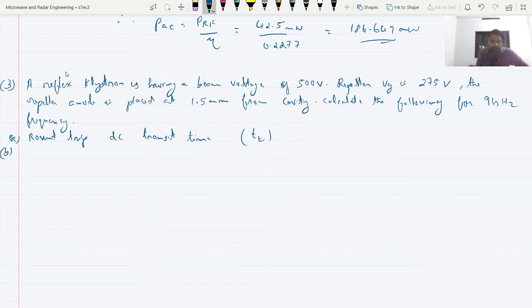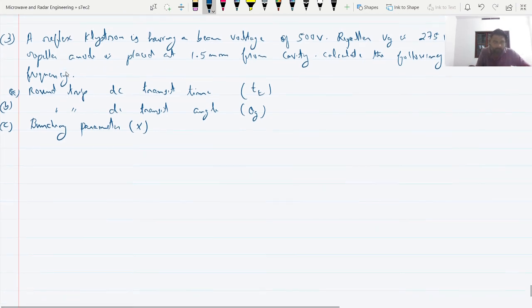B, round trip DC transit angle, that is theta G. Also the third one, bunching parameter. Call it X. So I will give you the points. You take the direct solution. So X directly you can write 2.408 because nothing is there in that one.